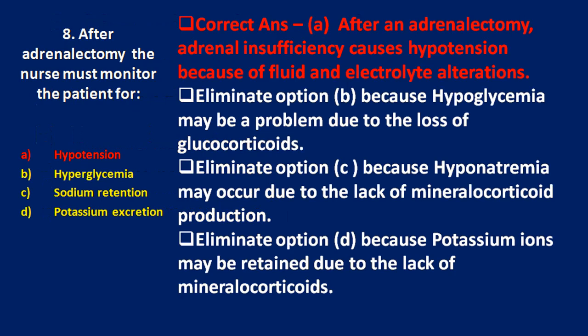After adrenalectomy, adrenal insufficiency causes hypotension because of fluid and electrolyte alterations. Option B can be eliminated because hypoglycemia may be a problem due to the loss of glucocorticoids. Option C also can be eliminated because hyponatremia occurs due to the lack of mineralocorticoids, so sodium retention doesn't happen. Option D can be eliminated because potassium ions may be retained due to the lack of mineralocorticoids. Mineralocorticoids cause the retention of sodium and excretion of potassium. Due to the lack of this, electrolyte imbalance happens.